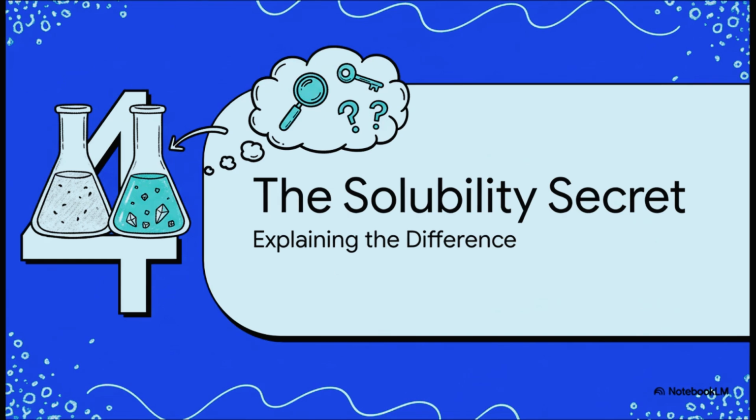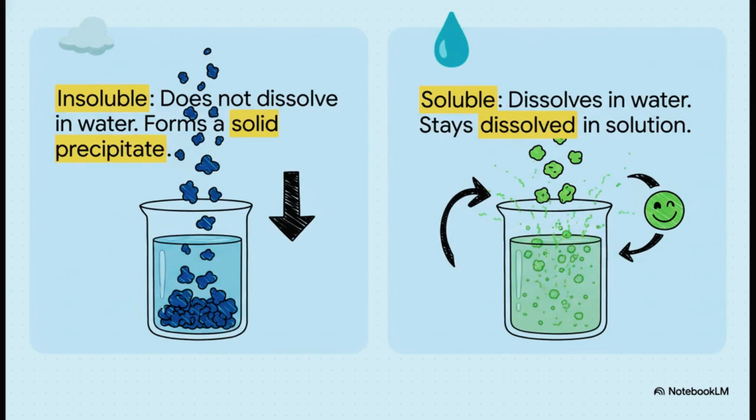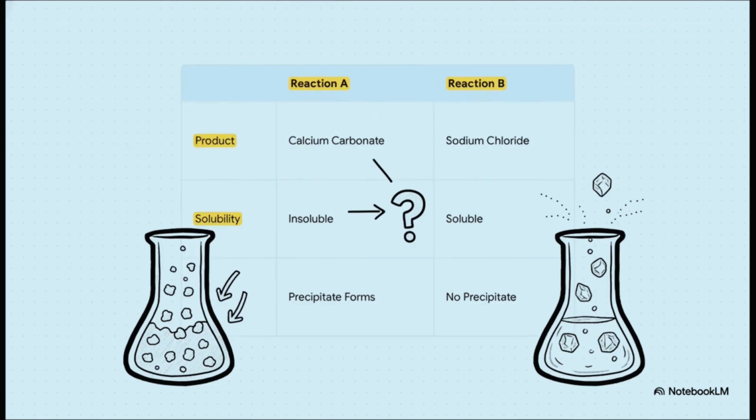The reason for this huge difference all boils down to one key idea: the solubility secret. And it all hinges on this concept called solubility. It's really just a word that asks, can this stuff dissolve in water? See, if a substance is insoluble, meaning it can't dissolve, it has nowhere to go. It's forced to show up as a solid, that precipitate we saw. But if a substance is soluble, like our salt, it just dissolves completely and kind of disappears, staying hidden in the water.